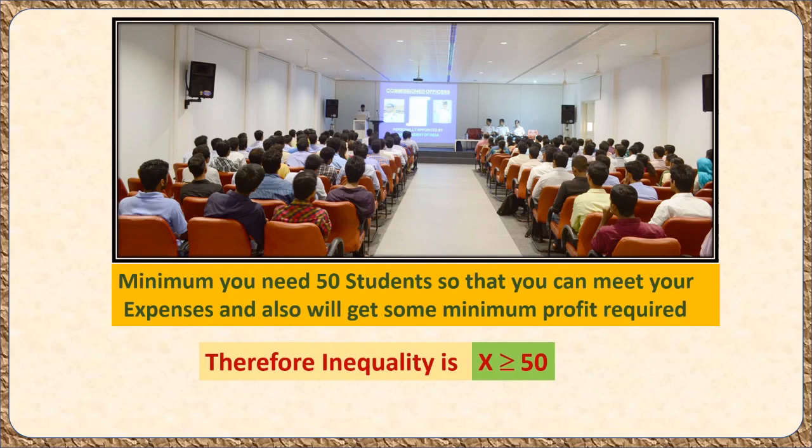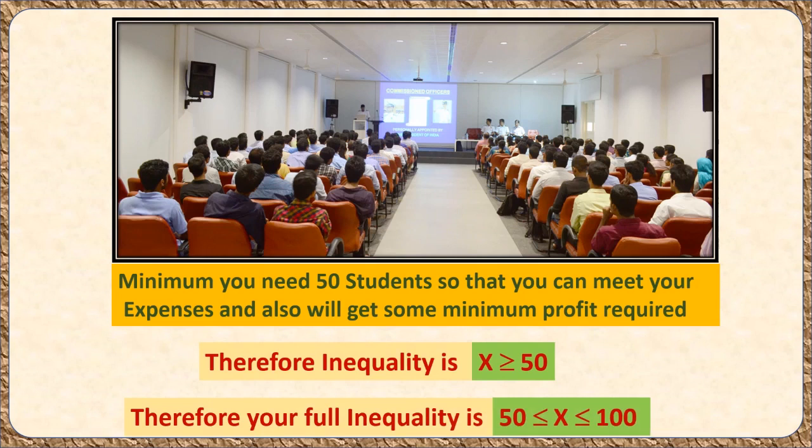So there are two situations here. The hall has a maximum capacity of 100 students, and he requires a minimum of 50 students. This can be written as the inequality 50 less than or equal to x less than or equal to 100. The number of students must be between 50 and 100. This is the basic example of an inequality.